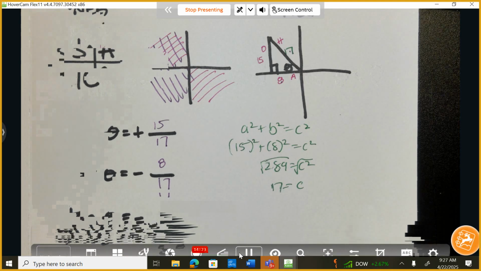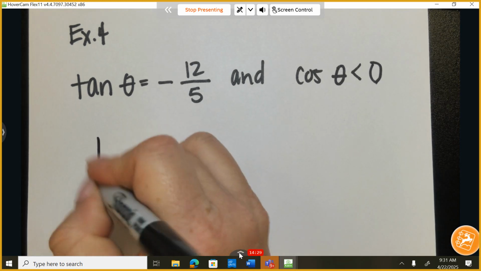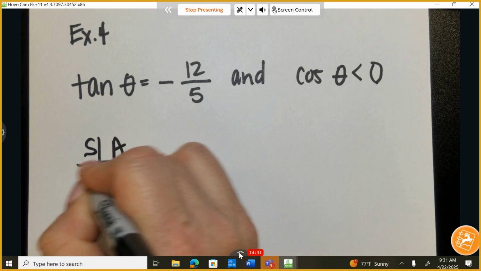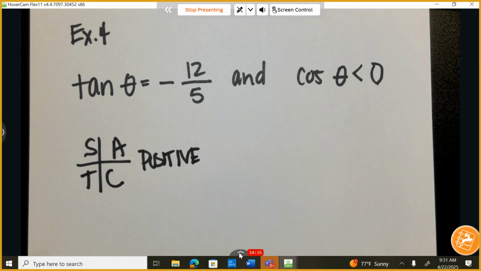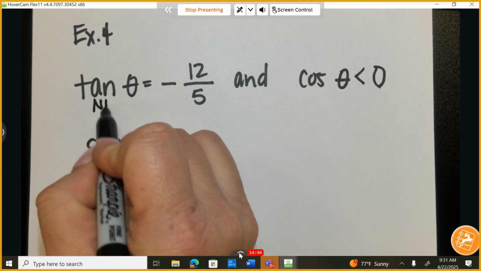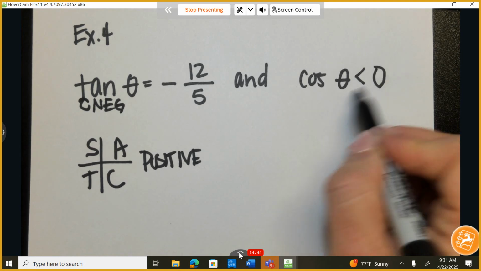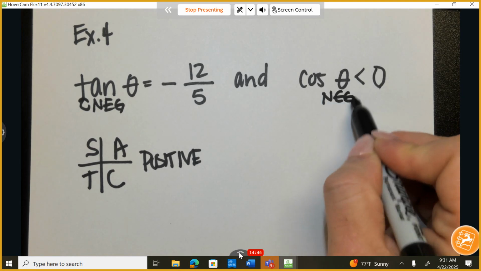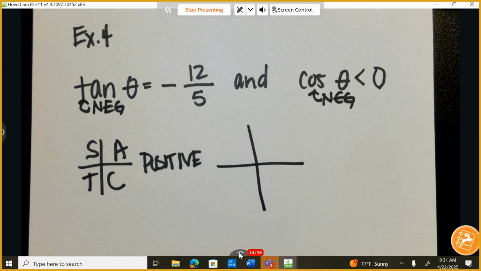Let's talk together. I'm going to start explaining in this video how we can choose which quadrant. That's our first step. So I'm going to remind myself of All Star Trig Class. This tells me what things are positive. Okay, so what are the facts that we know? We can see we have a tangent that's negative. So I'm going to write negative here. And we have a cosine value that's less than 0, which means it's also negative. Okay, so I'm going to make my chart and I'm going to do my shading.